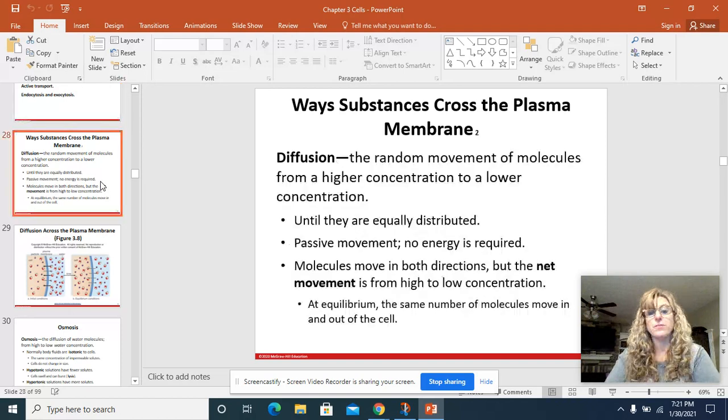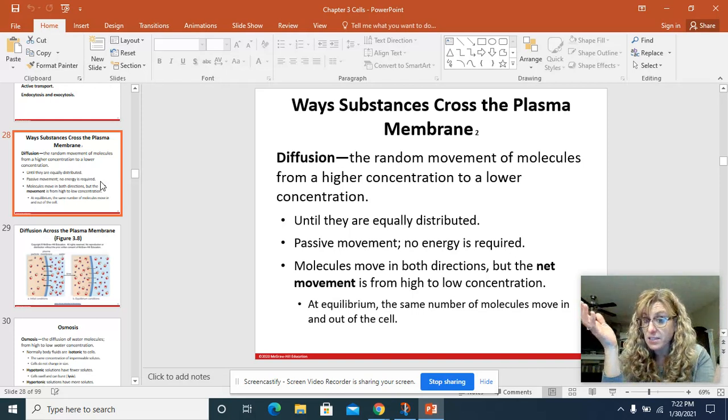So diffusion is just the movement of particles from areas of high to areas of low concentration. Like if you put some food coloring in water, that food coloring is highly concentrated. If you leave it, it'll eventually disperse. And these molecules are going to move until they are equally distributed.